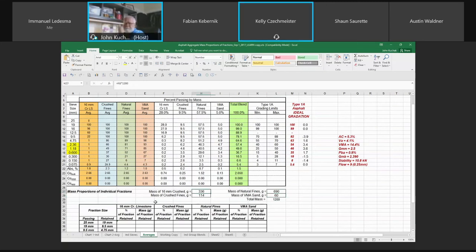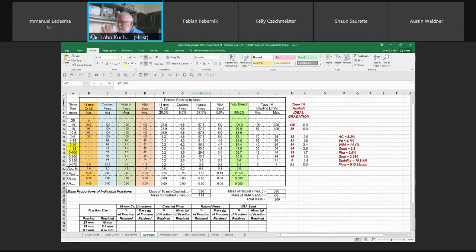Is it common to have such high natural fines, or does that just depend on the gradation you have with your sieve? It's common. Typically, it's the VMA sand you have very little. It depends. This is an example I pulled from a few years back. There was one year I think we had a heck of a lot of VMA sand fines compared to natural fines.